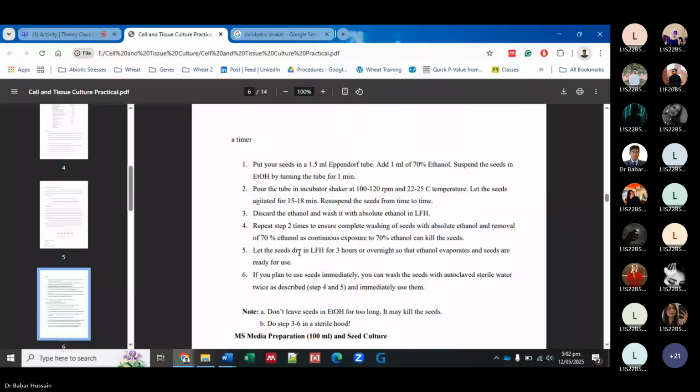पहले इसका शटर, लैमिनार फ्लो हुड का, और फिर उसका फैन बंद कर देते हैं। तो इस तरह से उसमें जो कंटेमिनेटेड आएगी उसको 3 आवर्स के लिए या पूरी रात के लिए छोड़ देते हैं आप। सारा जो एथेनॉल है वो उड़ जाएगा और आपके पास ड्राई सीड्स आ जाएंगे। So what you can do is, you can use them in two ways.